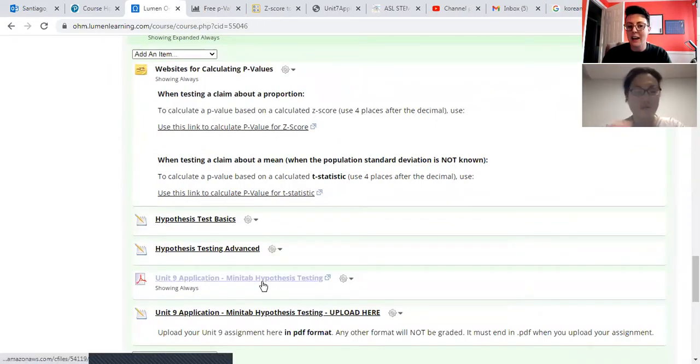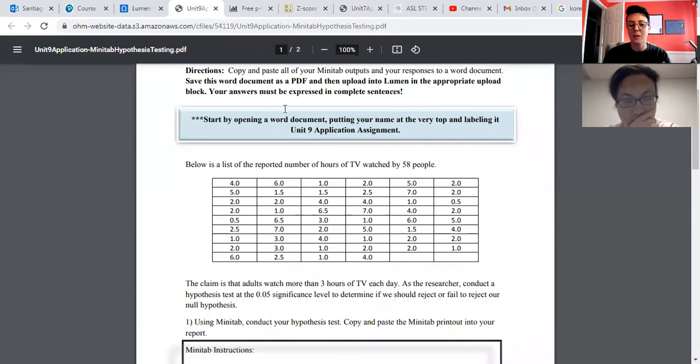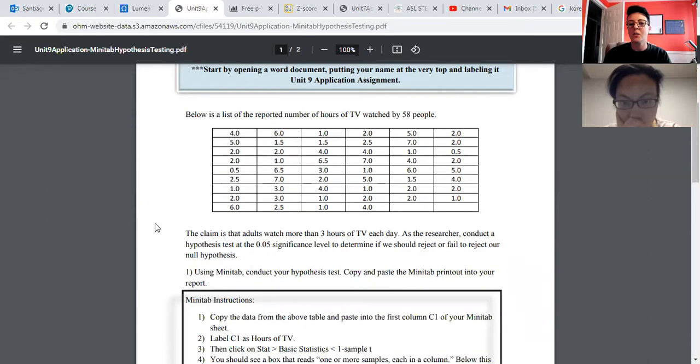Your Unit 9 application, it's also very quick, much like Unit 8. So you're going to do the same thing, open a Word document, put your name at the very top. You are going to notice you have 58 values here. You're going to test the claim that adults watch more than 3 hours of TV each day. You're going to conduct a hypothesis test at the 0.05 significance level to determine if we should reject or fail to reject our null hypothesis.